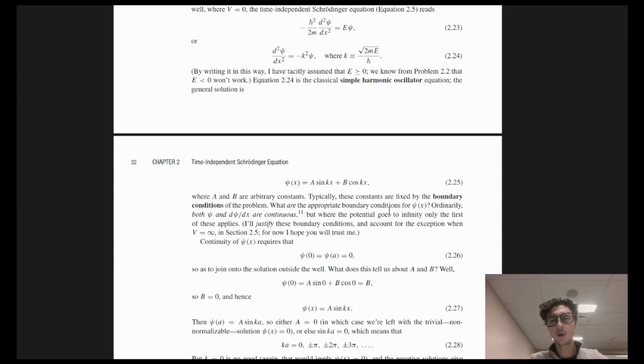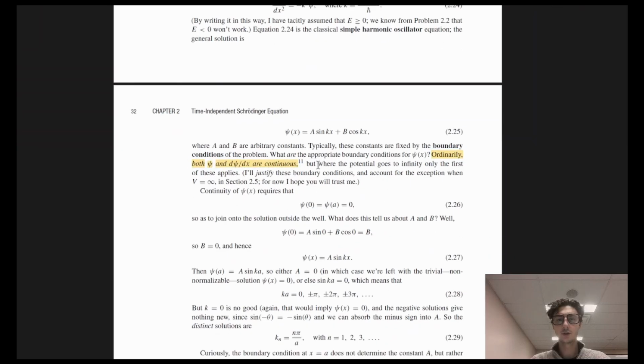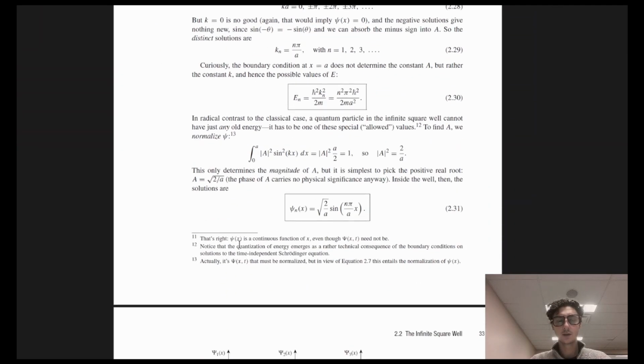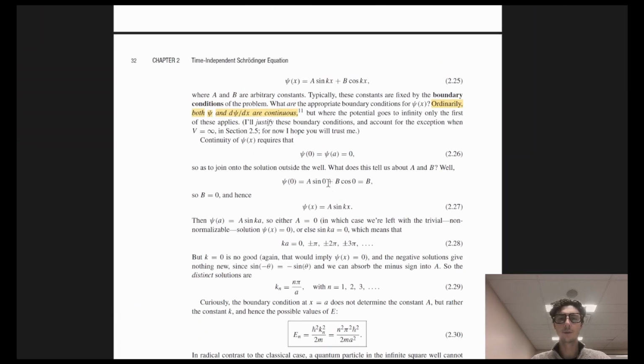What are the appropriate boundary conditions for psi of x? Ordinarily, both psi and the derivative of psi with respect to x are continuous. This is pretty important, so I'm going to highlight this. That's right, psi of x is a continuous function of x, even though the big Psi need not be. That's interesting. Why is the full wave function not forced to be continuous? Who knows? But where the potential goes to infinity, only the first of these applies. So only psi has to be continuous, not the derivative. The derivative could be discontinuous at the boundaries.